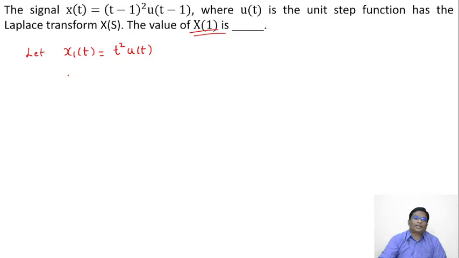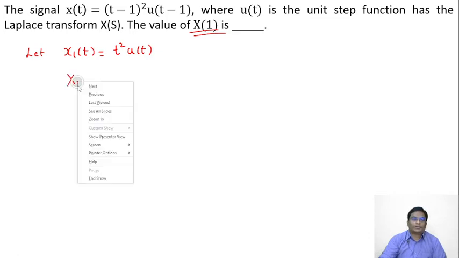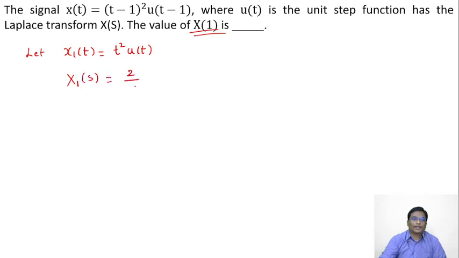For this signal, if I apply the Laplace transform, what is X1 of s? This is 2 by s cube, since we get it for t square. If you compare this x1 of t with x of t, how is x of t defined? It is x1 of t minus 1: wherever you have t, it is t minus 1.